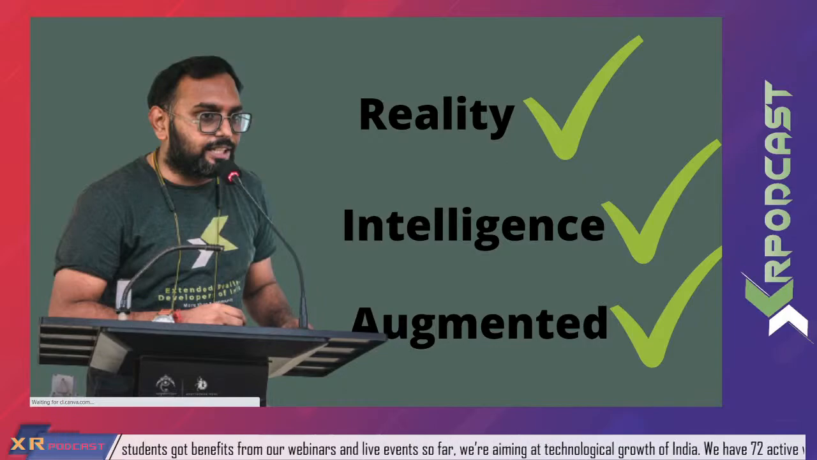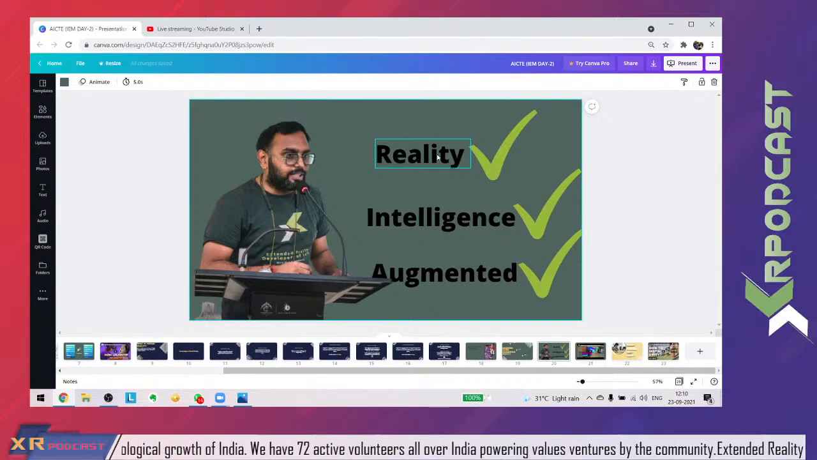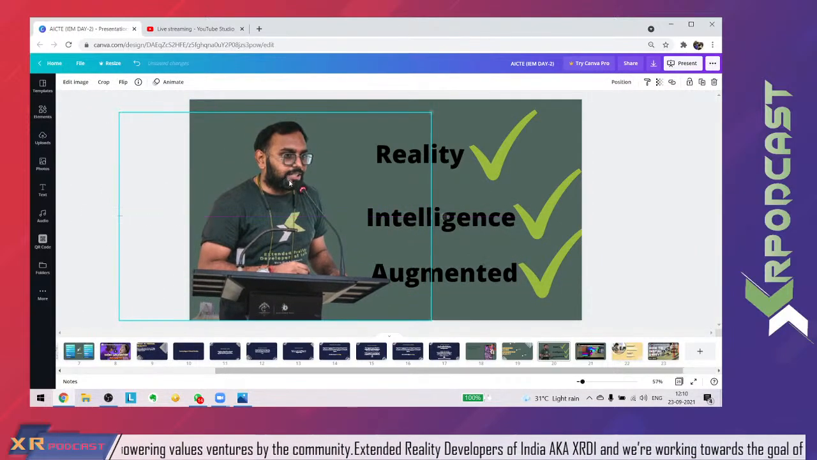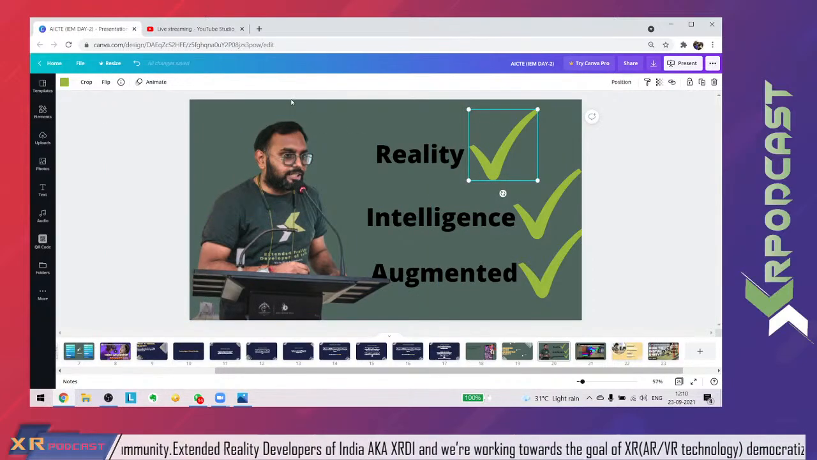All right, so we have here some tasks to do. This is my image at a presentation. So this is reality. We require some sort of intelligence and augmentation. So let's say this photo of mine is a reality, because we know this is a real world object, so we can call it reality.